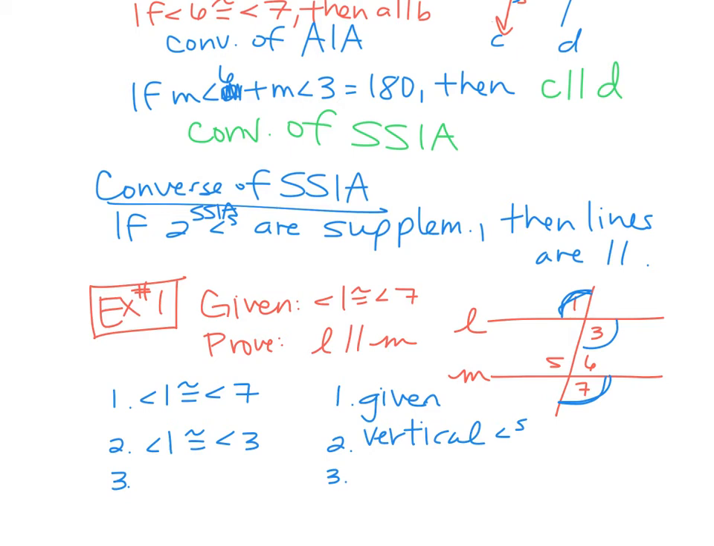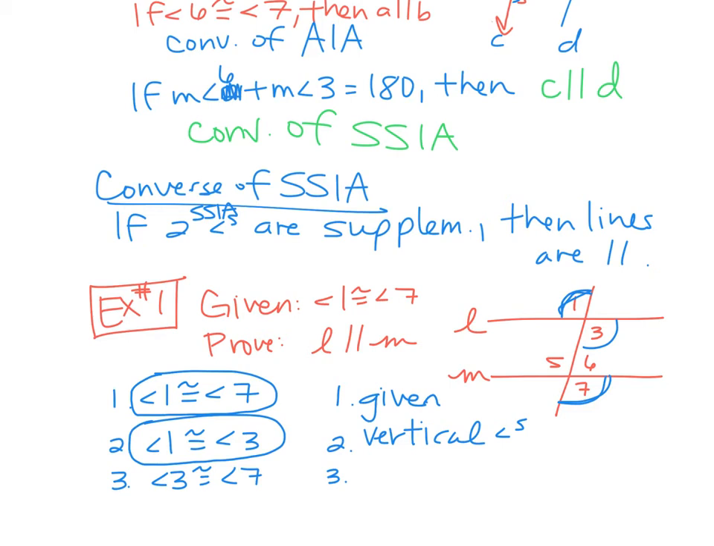So if I know that 1 was congruent to 7 and 1 is congruent to 3, then I can take out the 1s and say that angle 3 is congruent to angle 7. How do I know that? Why is 3 congruent to 7? Substitution or the transitive property.